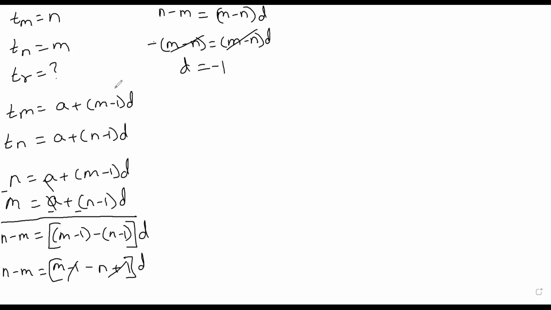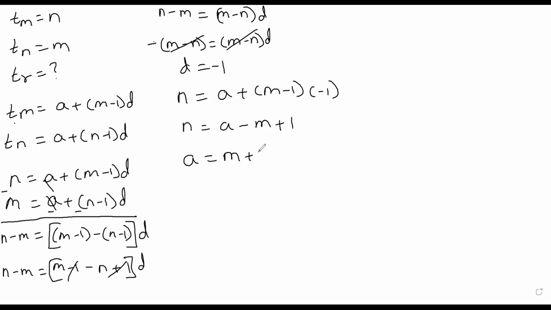Now we'll try to find out A because we have already got d. So I'll substitute d here. So n is equal to, because Tm is n, A plus (m minus 1) into minus 1. n is equal to A minus m plus 1. A is equal to m plus n minus 1.